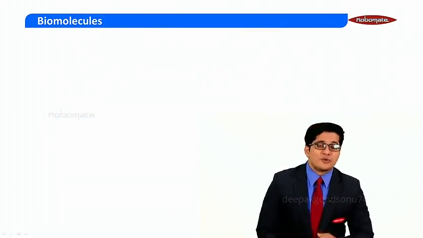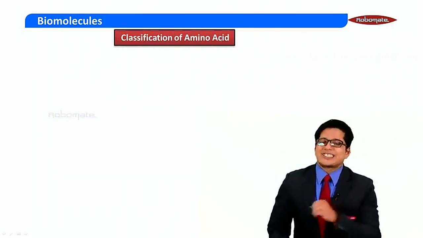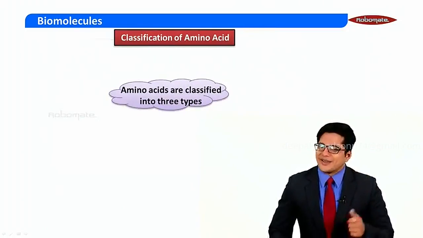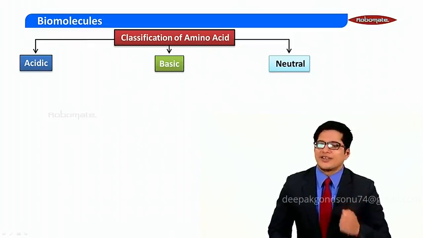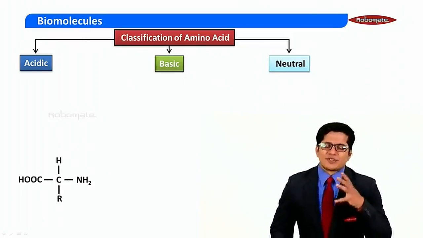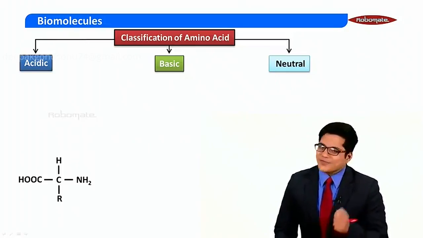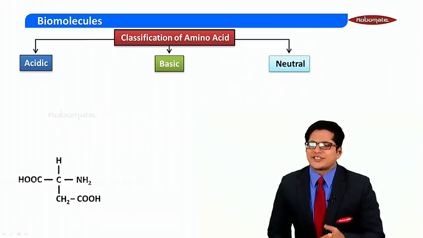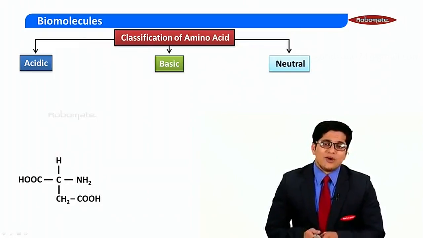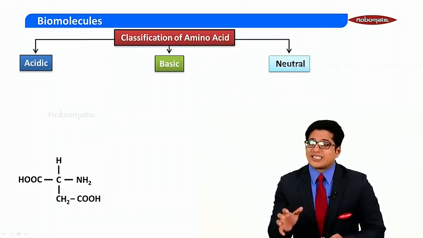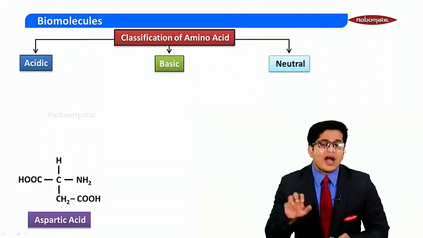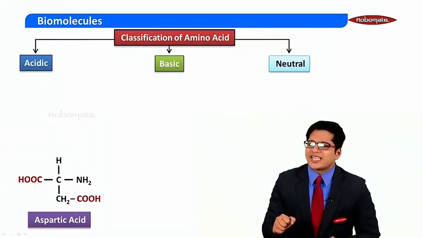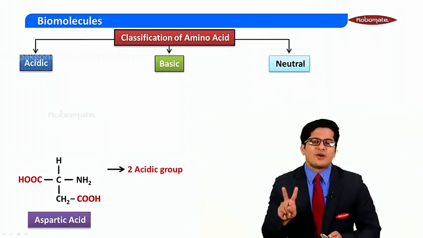Now, let's move towards the next part, that is classification of amino acids. They are classified into three categories: acidic, basic, and neutral. Let's take an example. Suppose we have this amino acid, but now instead of R, we are taking a group that is CH2COOH. Now, students, just recollect or just see this molecule and tell me how many acidic groups are present in a molecule of aspartic acid. There are two. So we have two acidic groups.